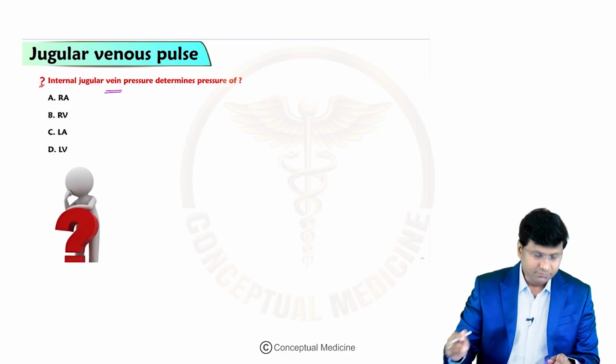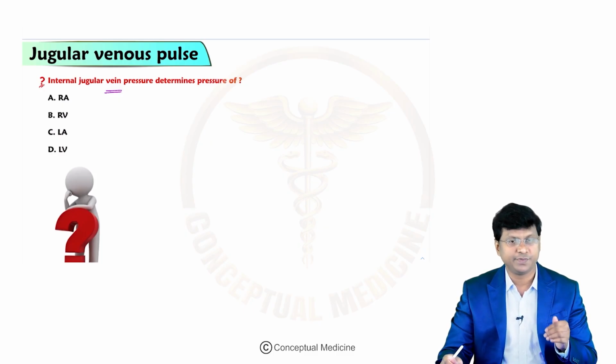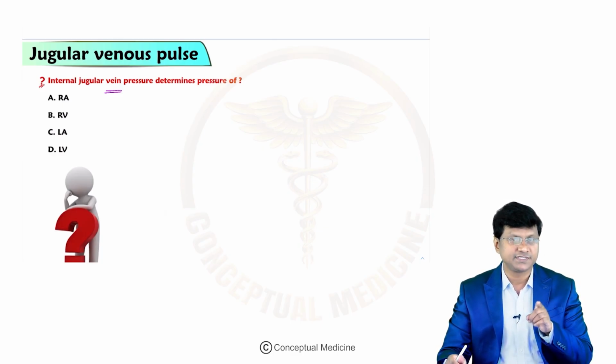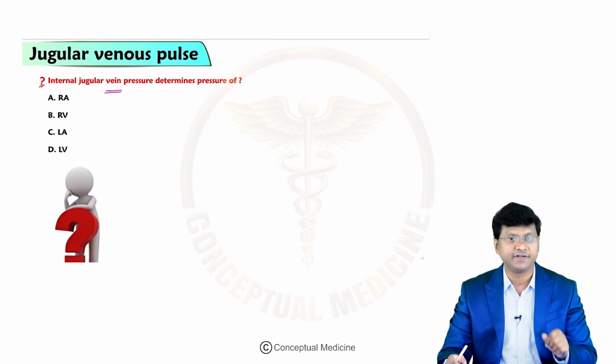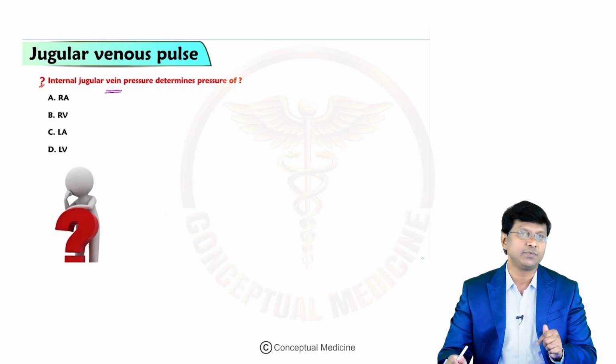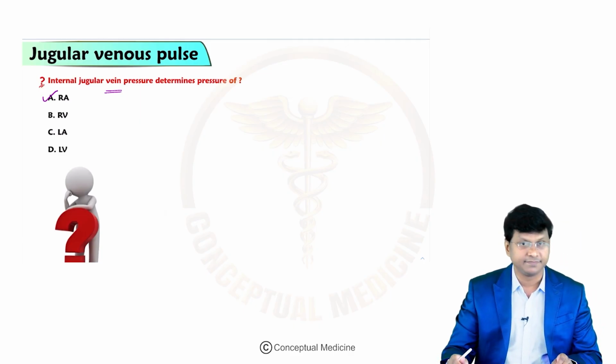So the internal jugular vein finally opens into the superior vena cava, and the superior vena cava opens into the right atrium. So whatever the pressure is within the right atrium, it is reflected into the jugular vein. So the internal jugular vein pressure determines the pressure of the right atrium.